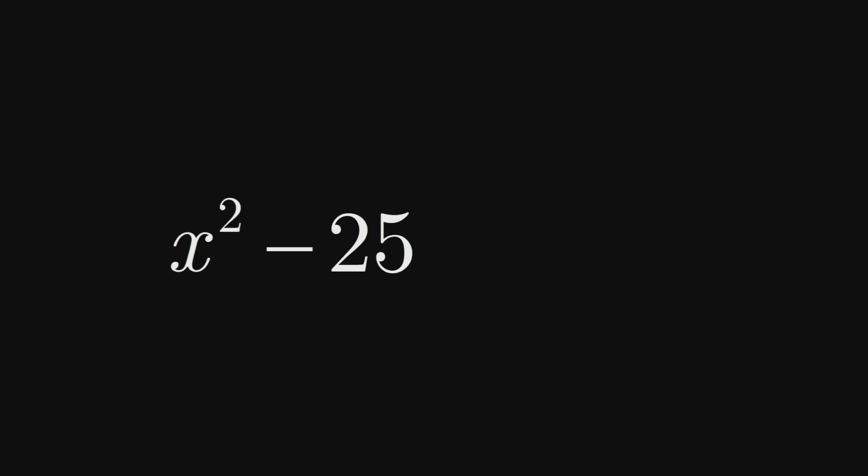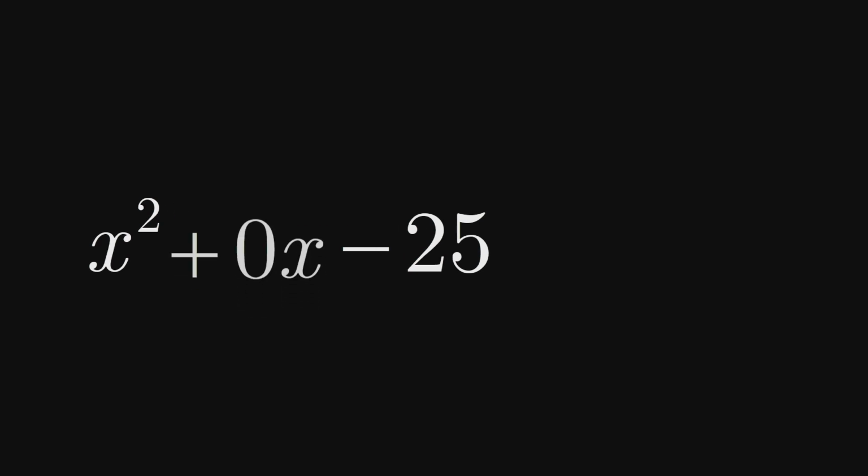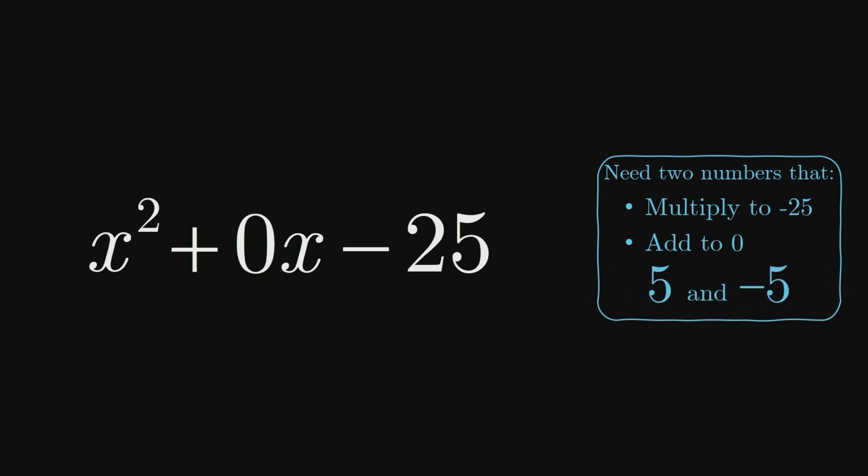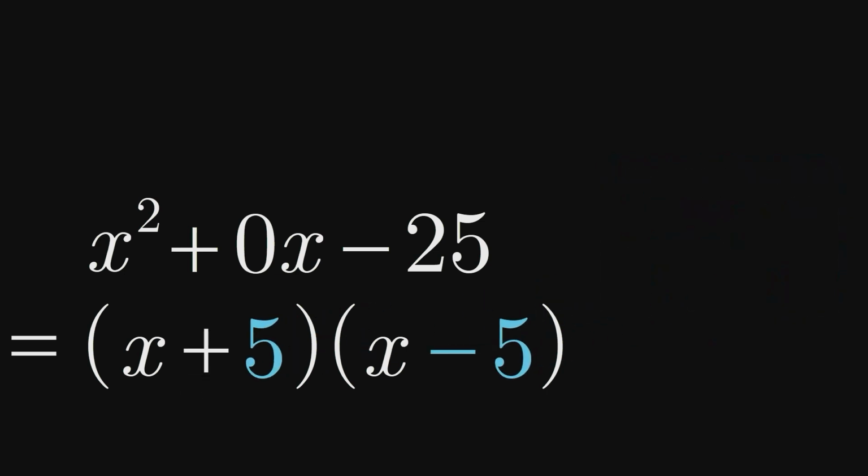We can write in an x term. If we add 0x in our expression, we're not actually adding anything, but now the expression looks like the trinomials we're used to, one of the nice ones where the coefficient of x squared is 1. So, to factor this trinomial, we just need to find two numbers that multiply to negative 25 and add to 0. These numbers are 5 and negative 5, and therefore our factors are x plus 5 and x minus 5.